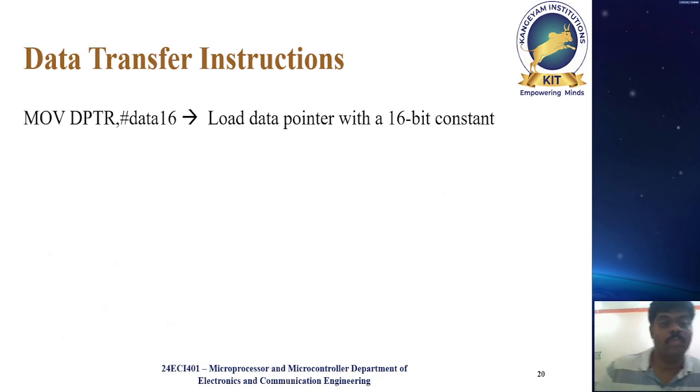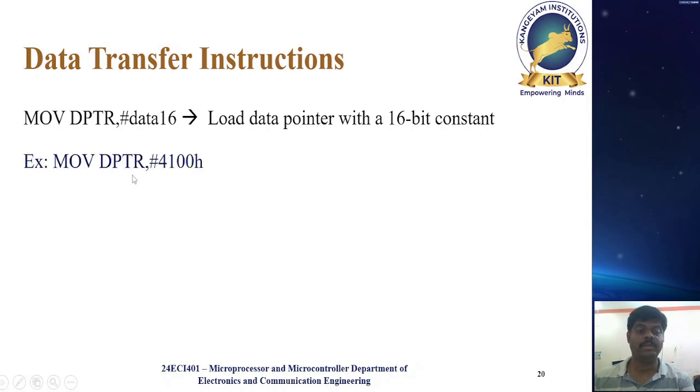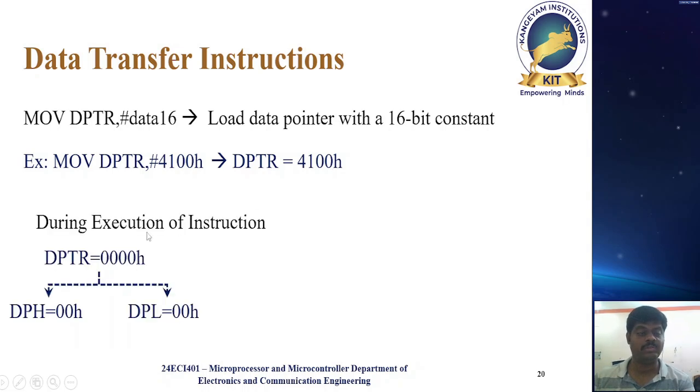Next instruction is MOV DPTR comma #data. This is a 16-bit register. For example, DPTR equals #4100. Why are we giving 4100? DPTR is a 16-bit register, so we are loading DPTR with 4100. How will this be processed? In 8051, DPTR is considered as two different 8-bit registers: one is DPH and another is DPL, that is, data pointer higher byte and data pointer lower byte.